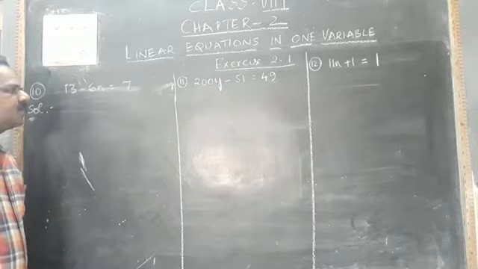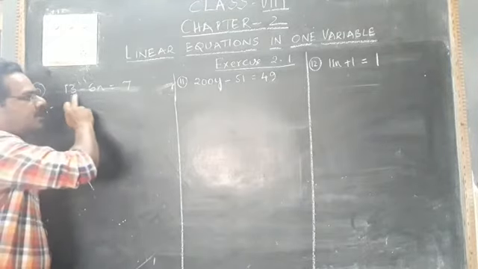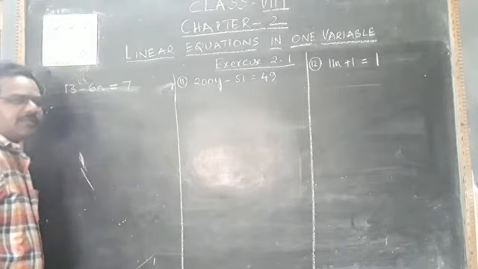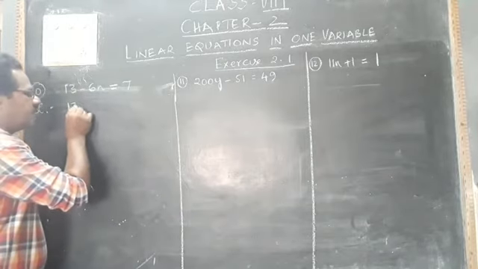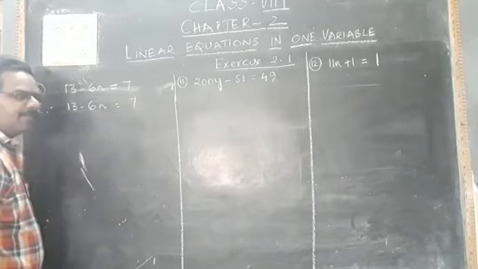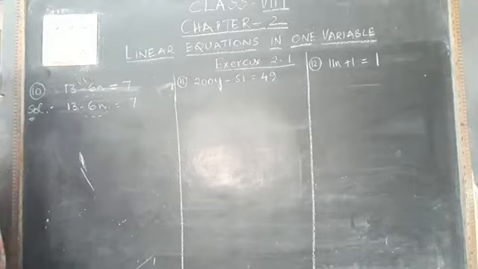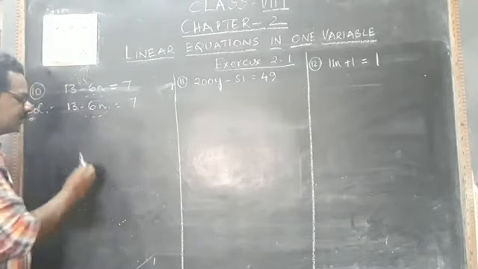What is the 10th sum? 13 minus 6n is equal to 7. From this we have to find the n value. That is the solution. So 13 minus 6n is equal to 7. Here the variable has a negative symbol. This we can take to that side, and that we can bring to this side. What will happen?